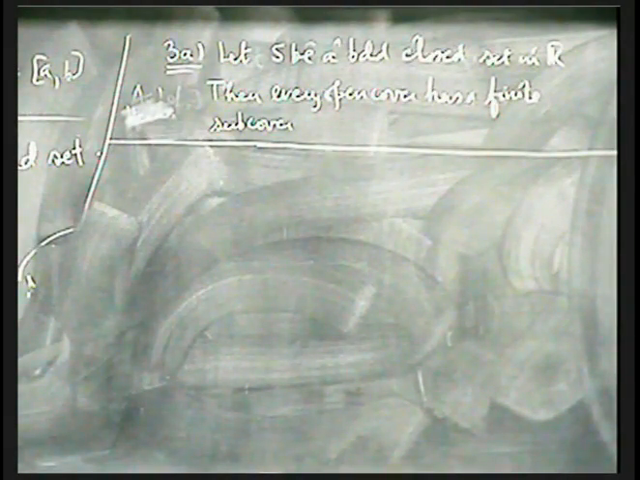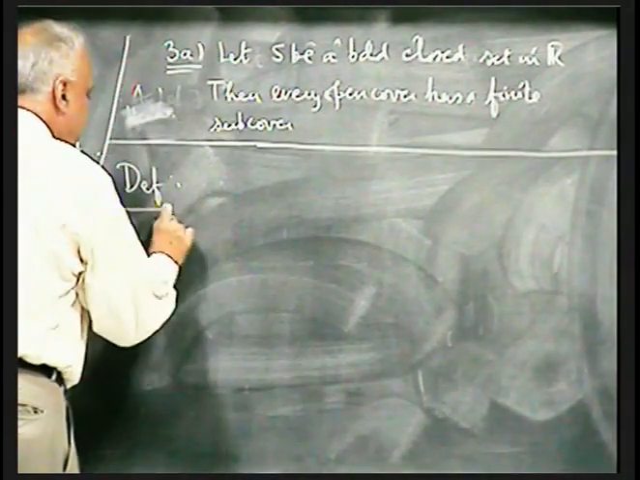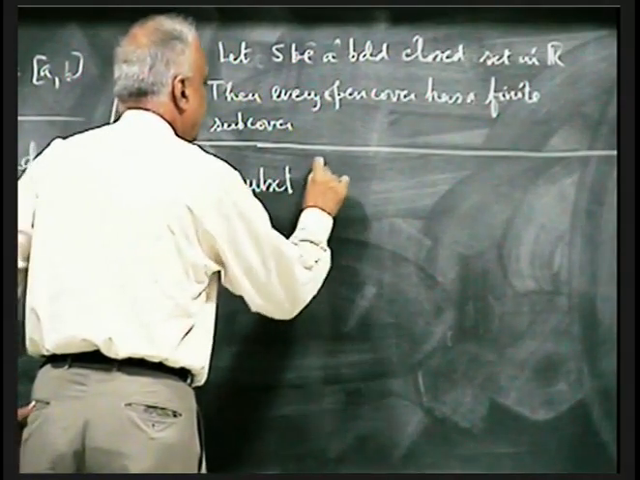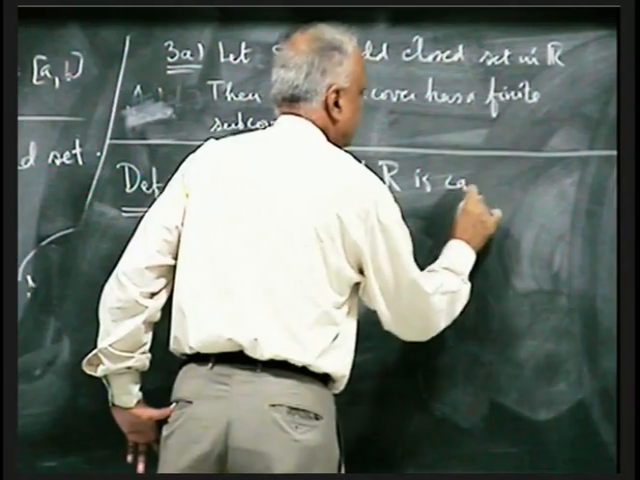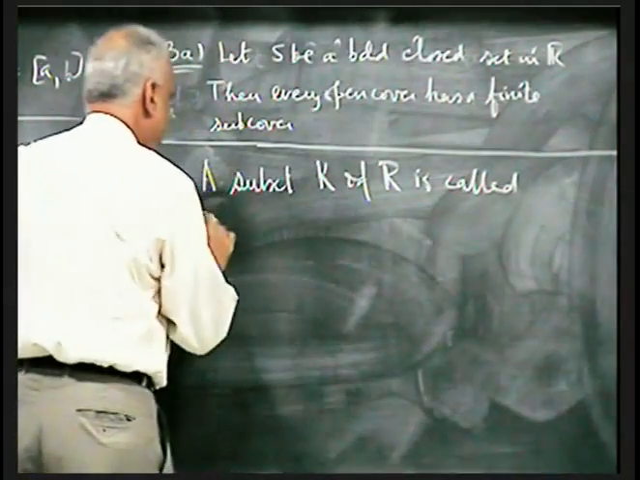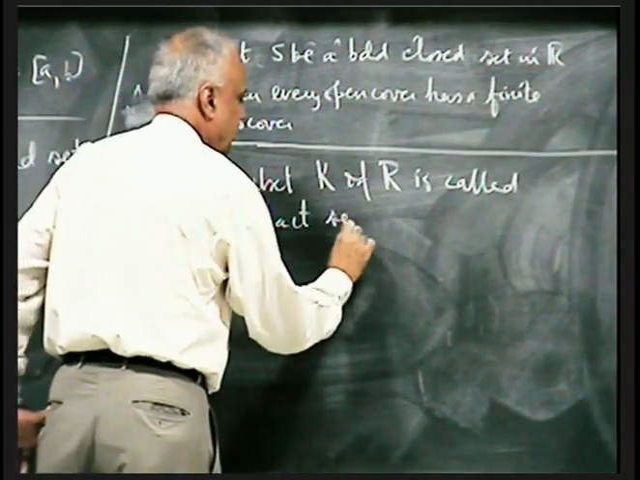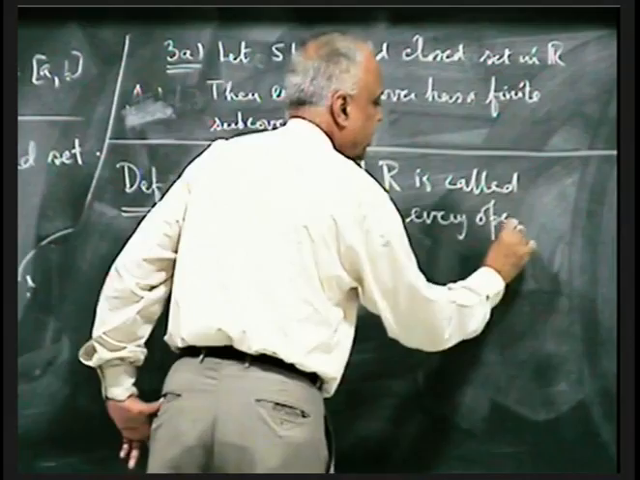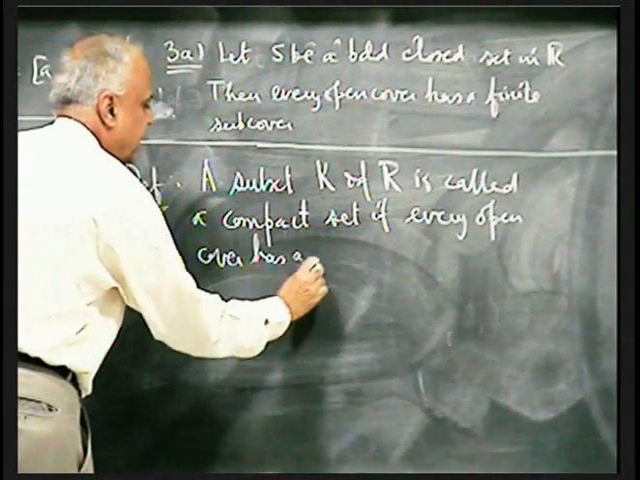Now what we have seen, let me therefore give the definition. This all leads to the following definition. A subset K of R is called a compact set if every open cover has a finite subcover.